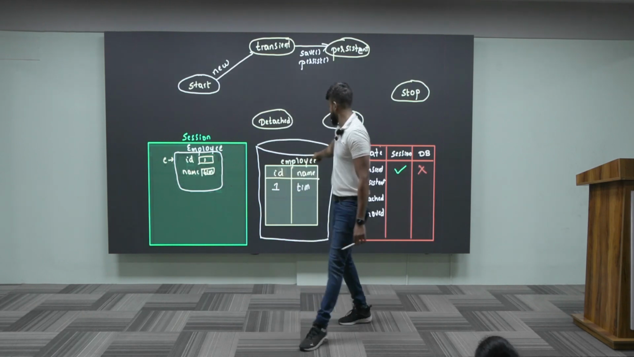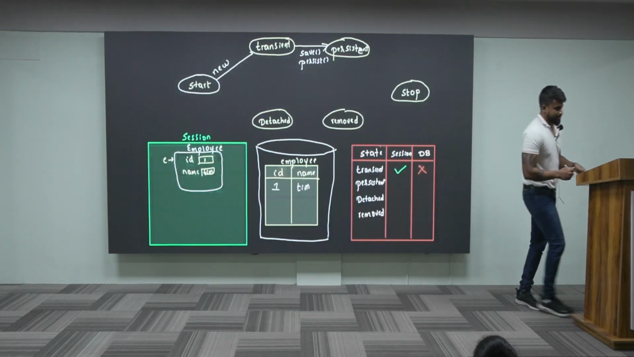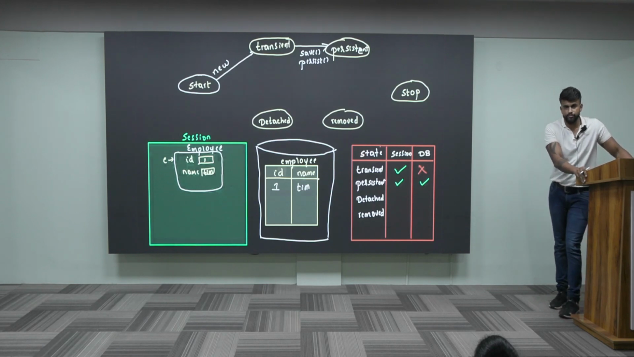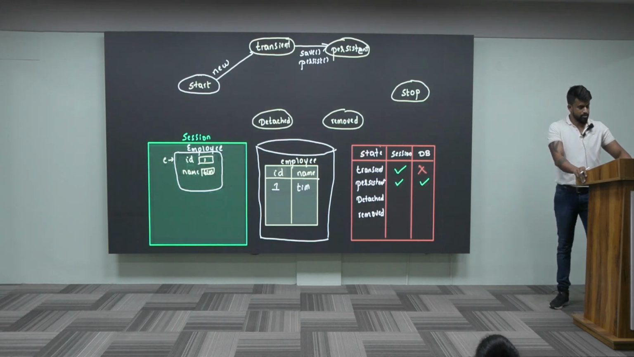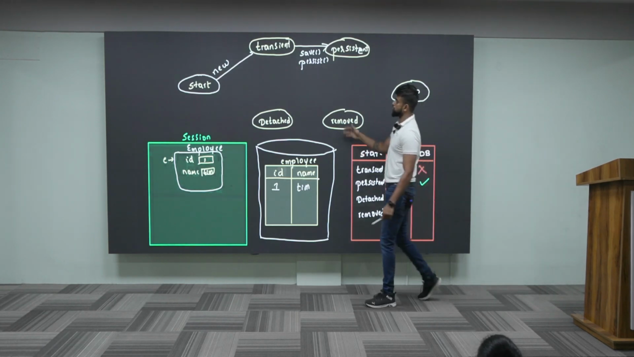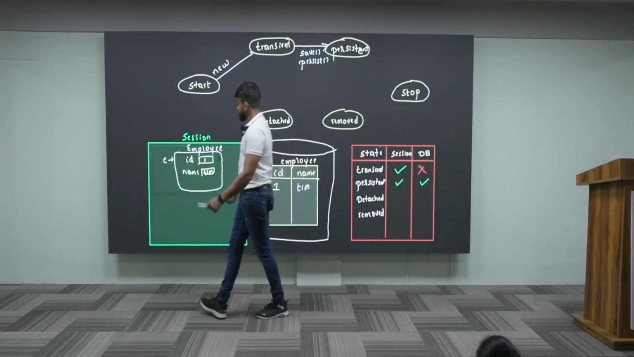Persistent means the data is there in the session and also in the database. Sensing this much? Very good. Next, I should go to one more state now. How will I go to one more state?